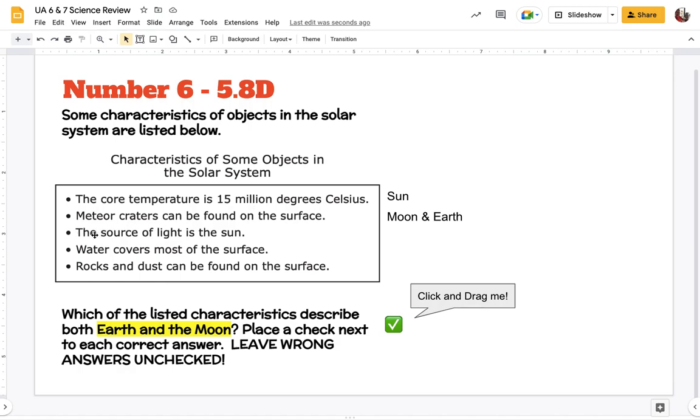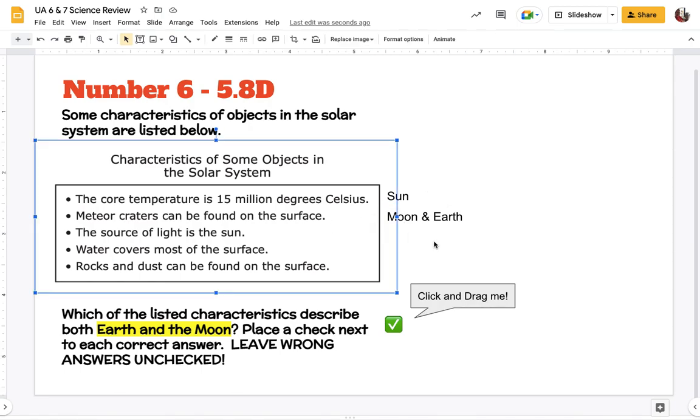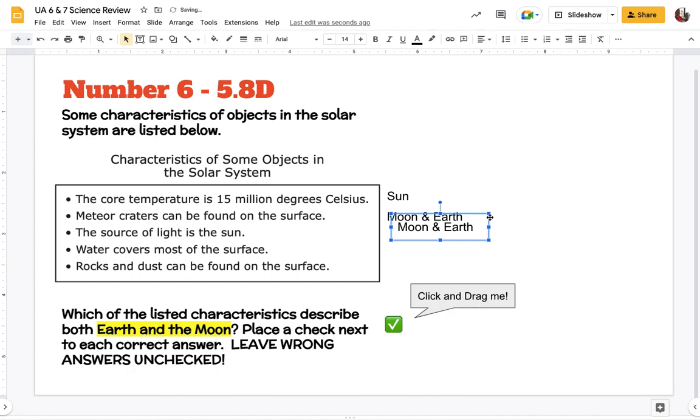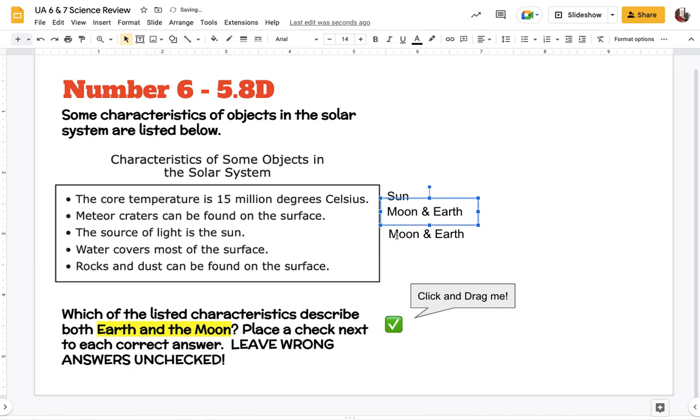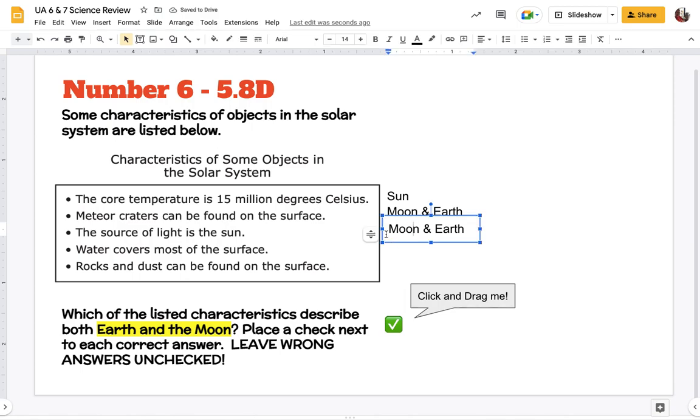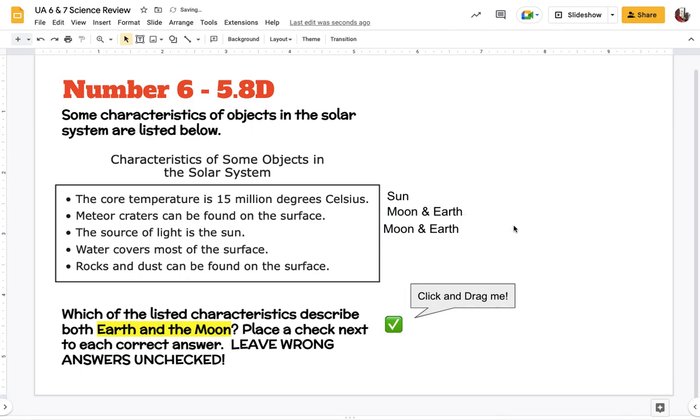Let's look down at the next one, the third bullet here. The source of light is the sun. Okay, so if the source of our light is the sun, what would that be for? If you said for the Earth and the moon, again, you would be correct. So the sun is the source of light for us here on Earth, but it's also the source of light for the moon as well. So you'll notice the moon lights up, and that's how we get our moon phases. Where does that light come from? It comes from the sun.